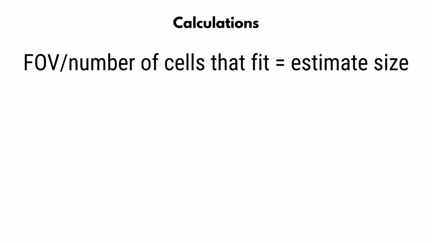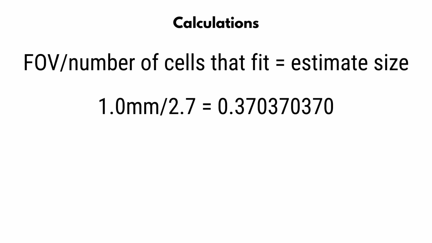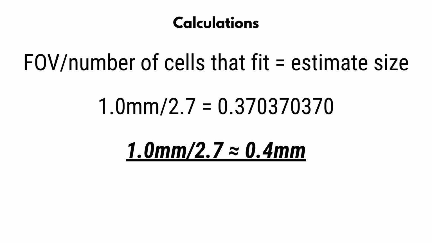Now the calculation we'll want to do is FOV divided by the number of cells that fit, which should be around the estimated size of each cell. So here, since we were given that 1 millimeter was the FOV, and there are 2.7 cells within the FOV, we can conclude that each estimated cell size is around 0.37037, which is around 0.4 millimeters.